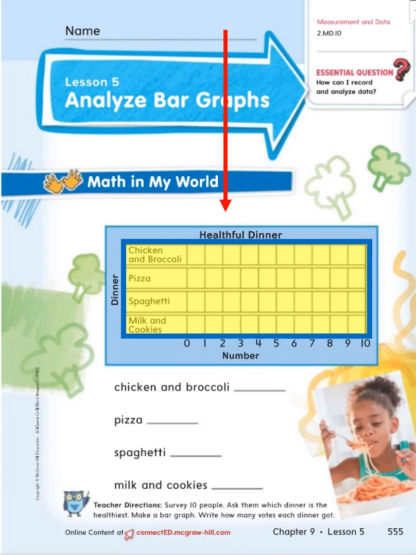Notice that healthful has FUL at the end, which is a suffix, and even though the word full is spelled with two L's, when it's a suffix, it's only spelled with one. We drop the bonus letter. Good. So we've got a label there, and then we've got dinner, that's another label, and then we've got number, that's another label.